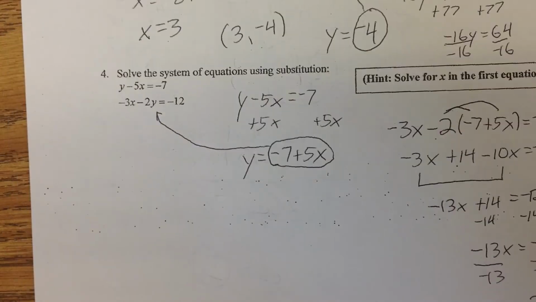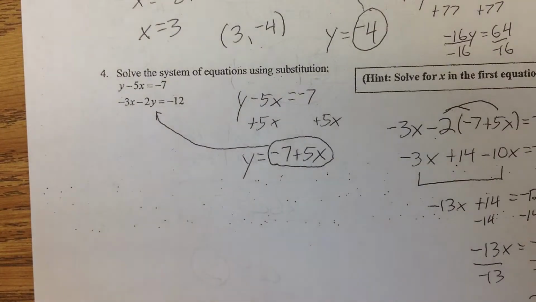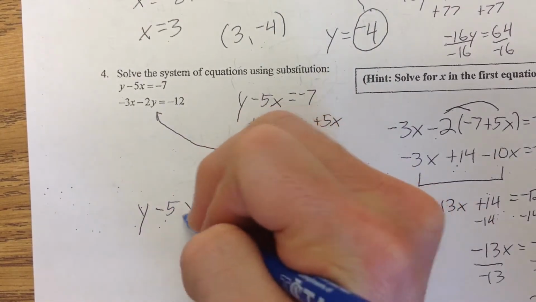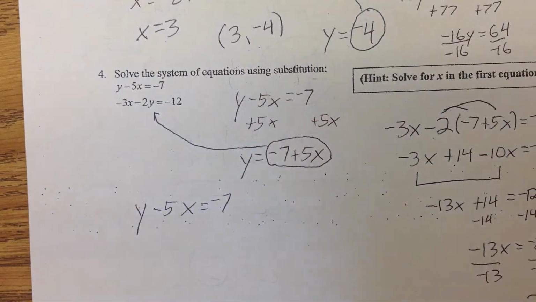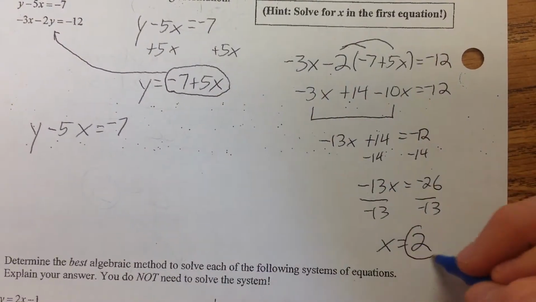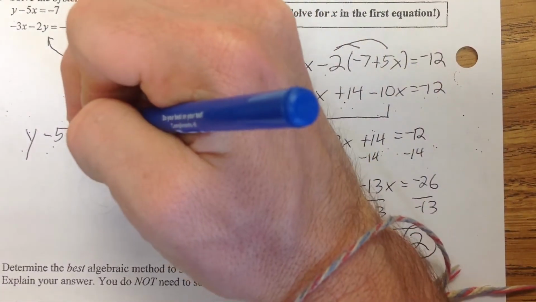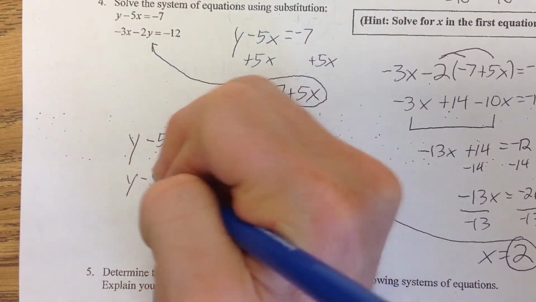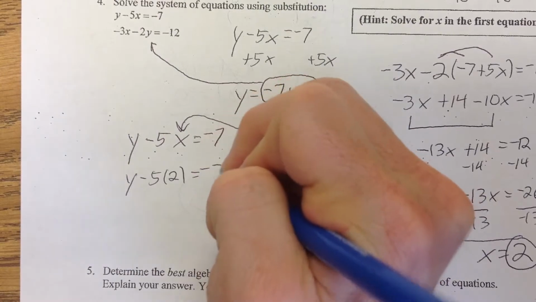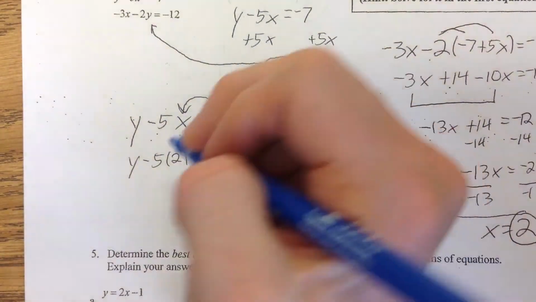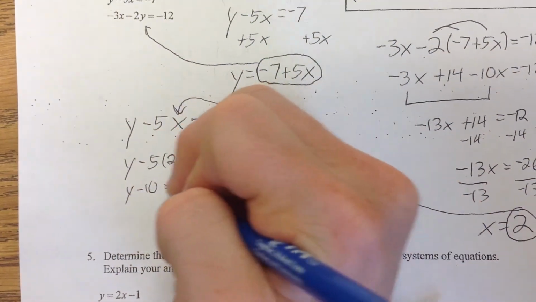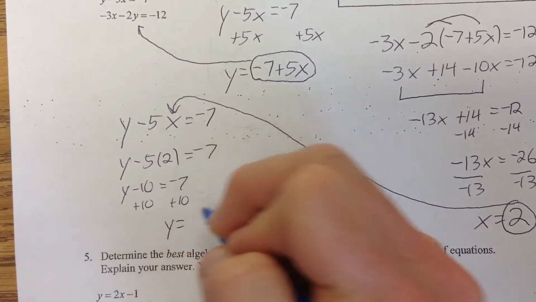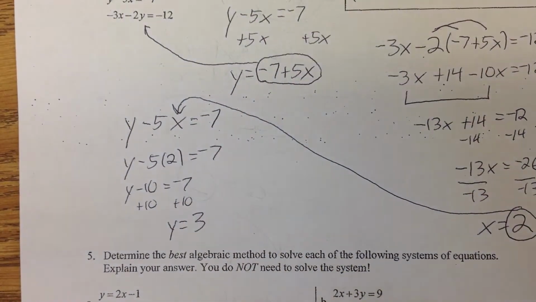Now we still need to find y. Pick which one of those you want. Again, I'm going to use the top one just because I think there's less work involved there, since there's no number in front of the y. I'm going to take this 2 that I got, and I'm going to plug it in for x. So I get y minus 5 times 2 equals negative 7, or y minus 10 equals negative 7. Add 10 to both sides, and I get y equals positive 3.